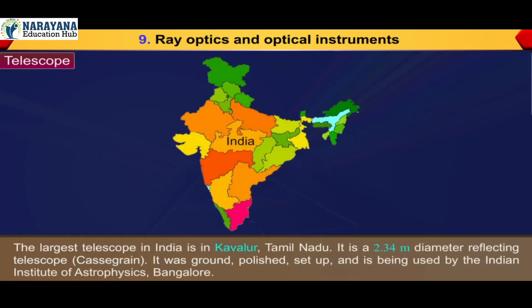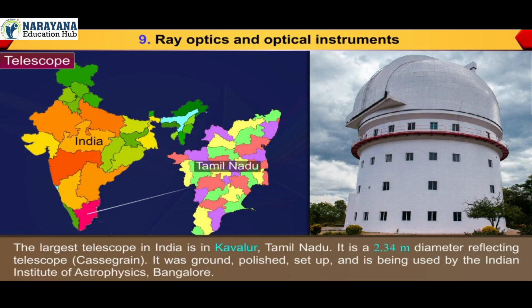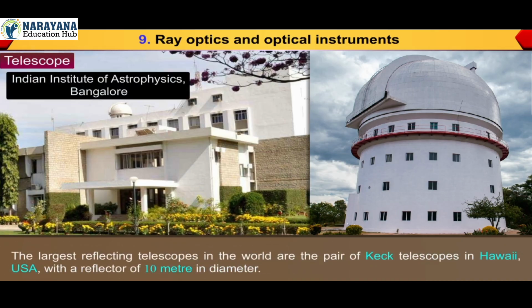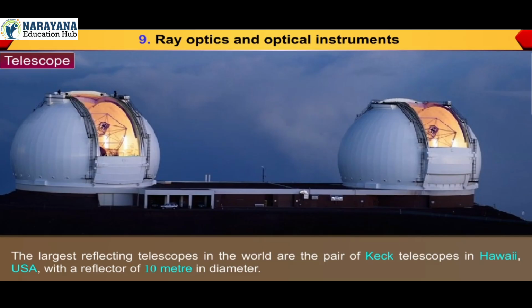The largest telescope in India is in Kavalur, Tamil Nadu. It is a 2.34 meter diameter reflecting telescope, which is a Cassegrain. It was ground, polished, set up, and is being used by the Indian Institute of Astrophysics, Bangalore. The largest reflecting telescopes in the world are the pair of Keck telescopes in Hawaii, USA, with a reflector of 10 meter in diameter.